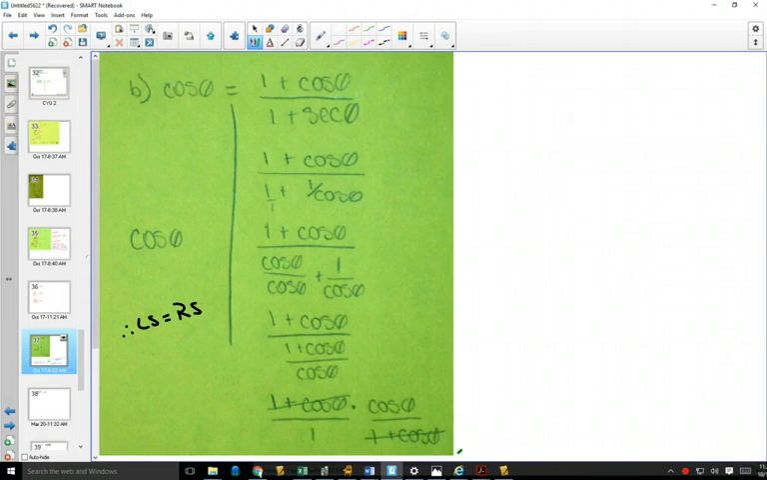So again, here's your main dividing line. You work until you get a single fraction on the top and a single fraction on the bottom, and then you can multiply by the reciprocal.